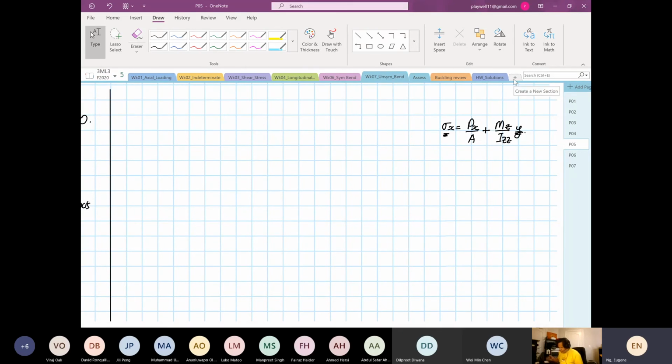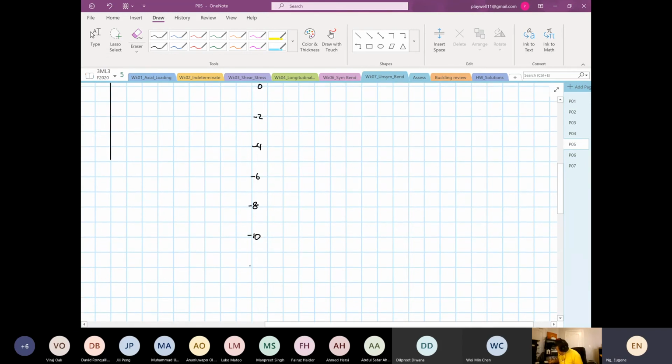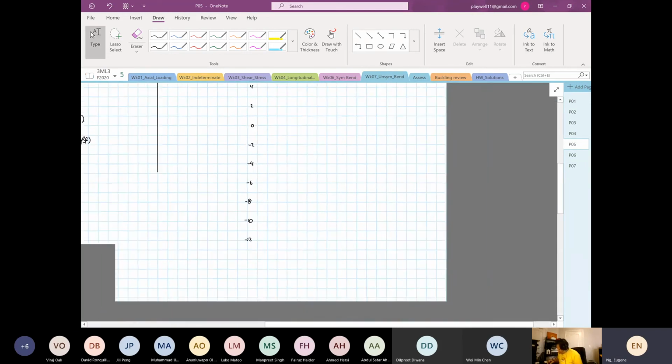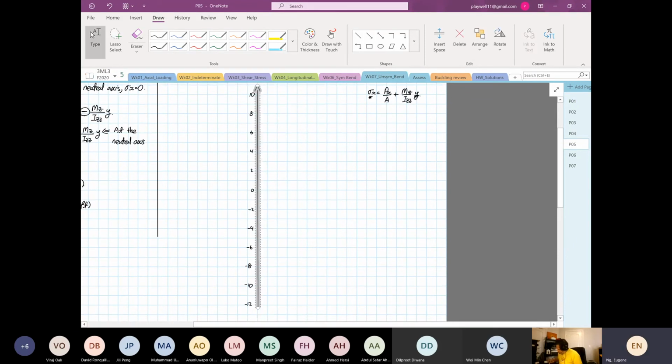So we are going to plot 8.144. So this is 10. Okay, so this is the y-axis. 10, 8, 6, 4, 2, 0. Then it's going to be minus 2, 4, 6, 8, minus 10, and minus 12. Okay, so this is our y-axis. All right, so this is our y.